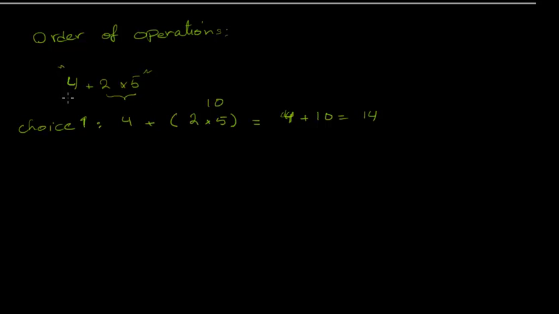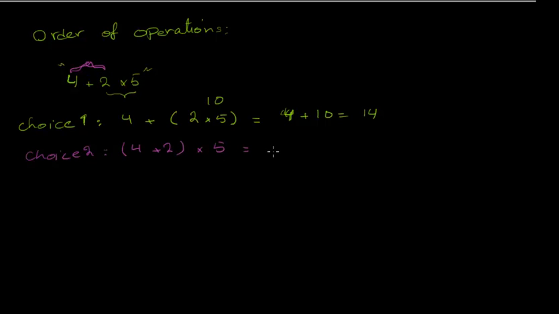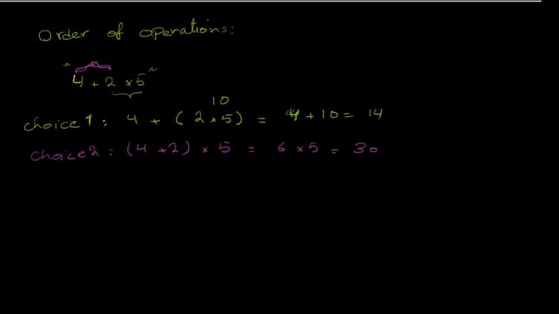But you might also first decide to, let me change the color, add these two numbers and then multiply by 5. In that case, you have choice 2, where you add two numbers, 4 plus 2, and then multiply it by 5. You have 4 plus 2 is 6, times 5 equals 30. As you have noticed, each way has produced different results.